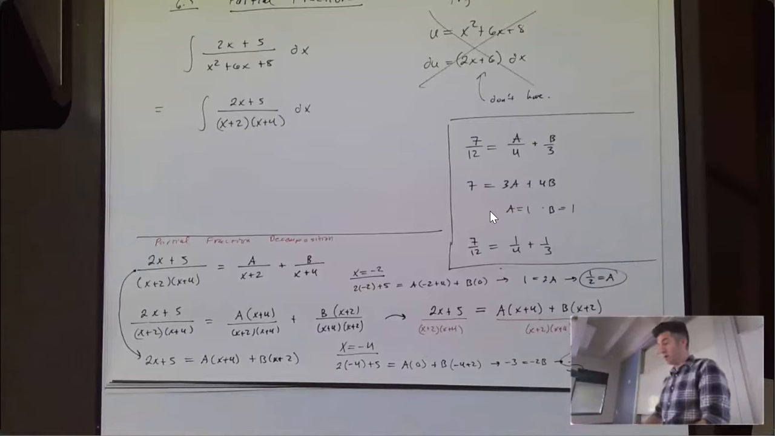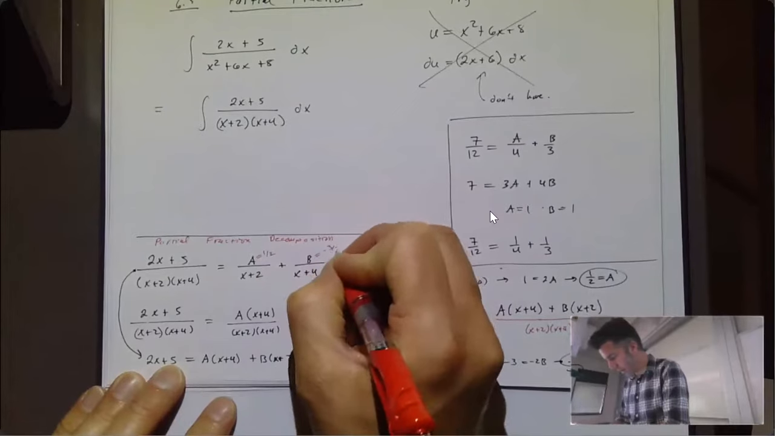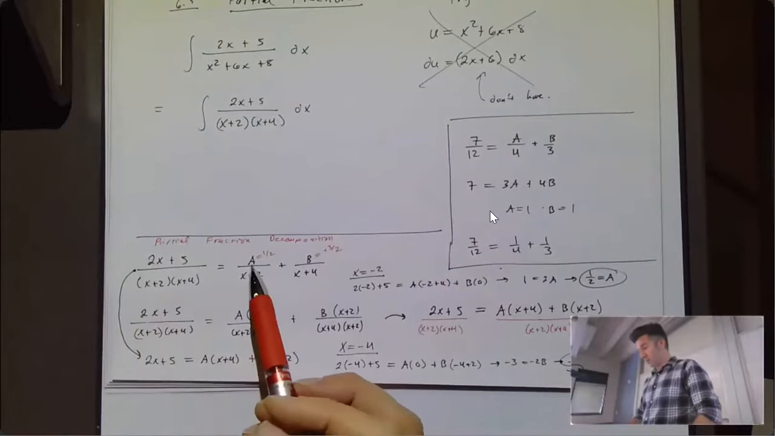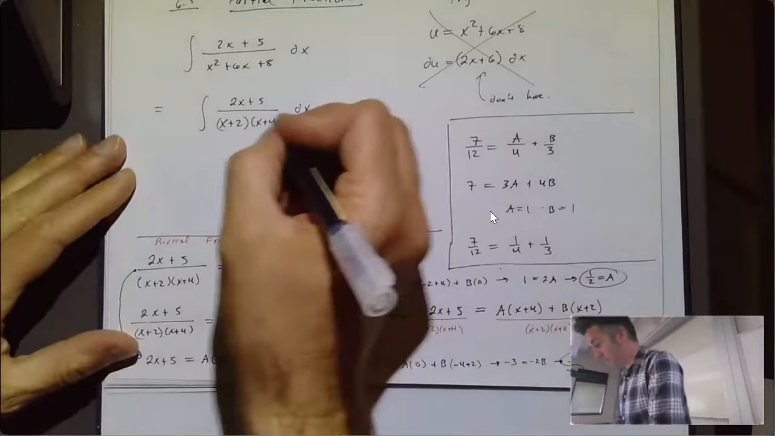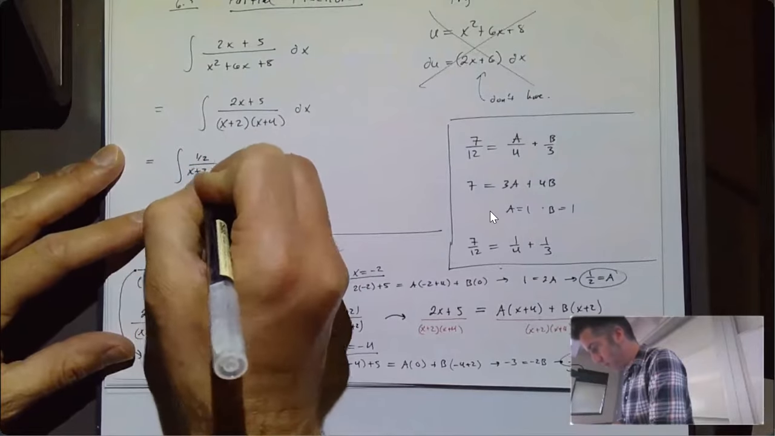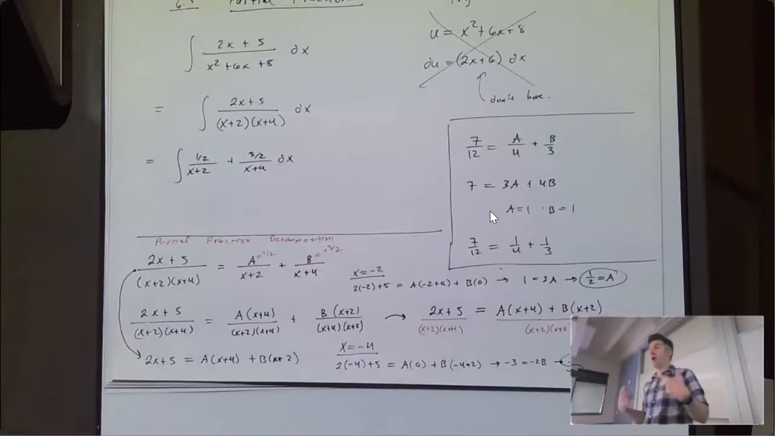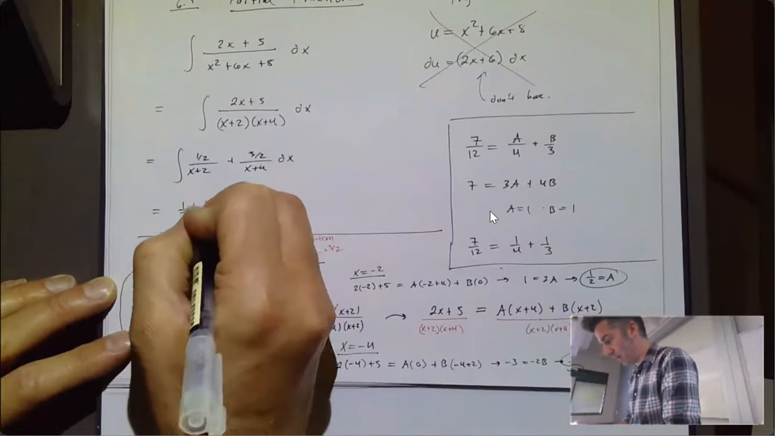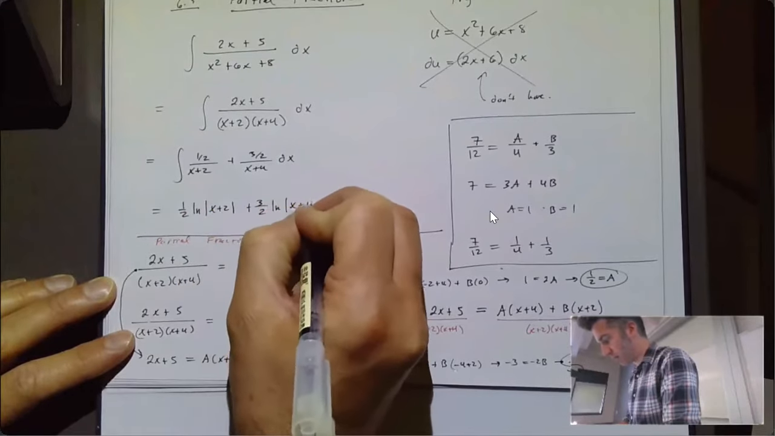Okay, so here's what we've done. We have just said that a is 1/2, b is positive 3/2, so that you can actually rewrite this fraction as 1/2 over x plus 2 plus 3/2 over x plus 4, which means we can rewrite this integral as the integral of 1/2 over x plus 2 plus 3/2 over x plus 4. And those are both things that we know how to anti-differentiate. We're going to end up getting 1/2 times the natural log of the absolute value of x plus 2 plus 3/2 times the natural log of the absolute value of x plus 4 plus c.